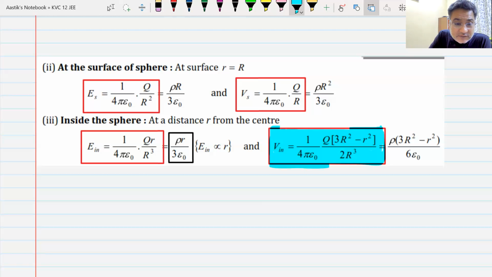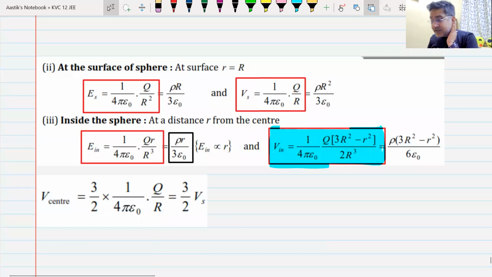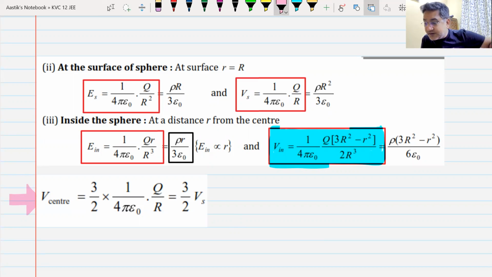Now, at the center of the sphere, in the previous case, we had seen that the potential was same as the surface of the sphere. Here it is not, and this is a very important formula. What is the potential at the center of the sphere, and remember this, very important, may not be in electrostatics but in gravitation we will be using it. At the center the potential is 3 by 2 times the potential on the surface, so it is 3 by 2 times k q by r.